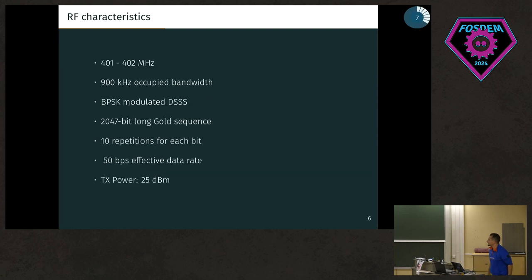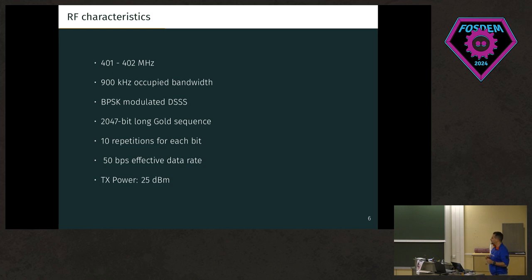The RF characteristics of SIDLOC: we envision using the UHF band, and 402 MHz especially. This is quite a dangerous band, let's say, because the meteorological satellites use it. So there was an independent research from ESA on whether we can use it, and by taking into consideration the power spectral density that we produce on such a frequency, it seems that we can coexist with meteorological satellites.